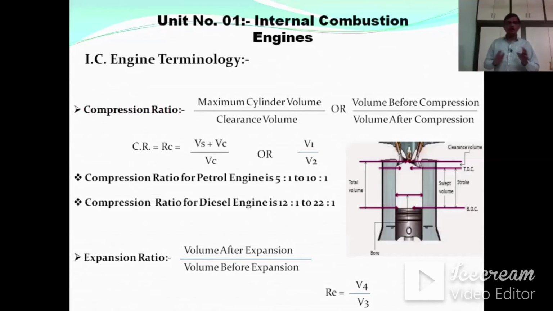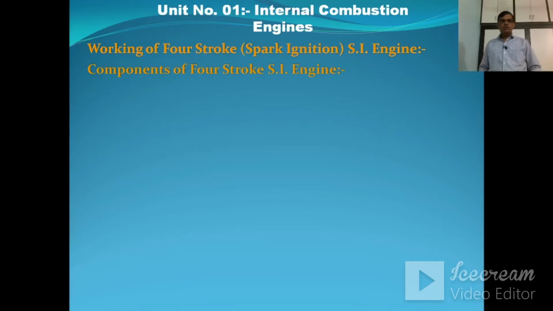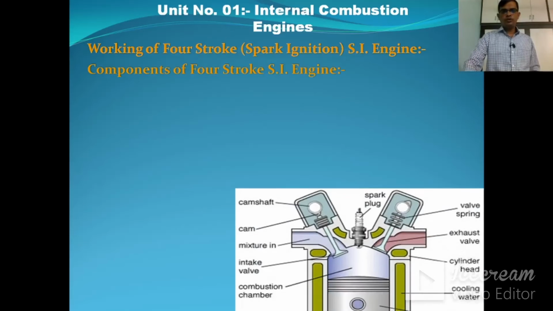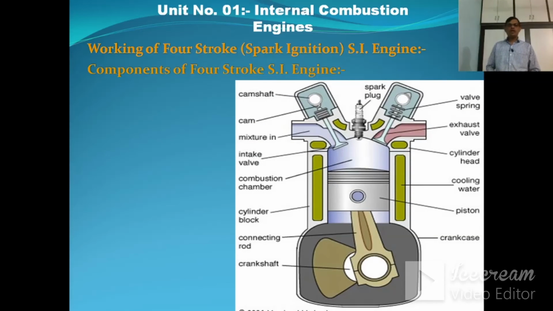Understand all the terms related to the IC engine. Now we are moving to the working of the four-stroke engine. For the working of the four-stroke engine, there are two types. First one is the spark ignition and second one is the compression ignition. Now we will move to the spark ignition engine of the four-stroke. This is the four-stroke spark ignition engine.